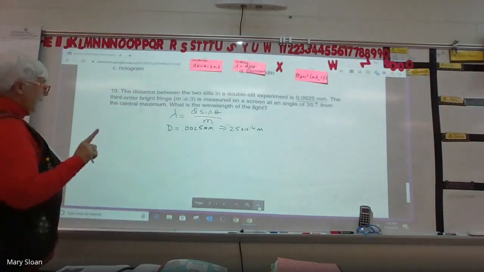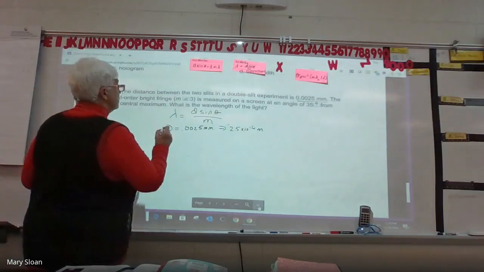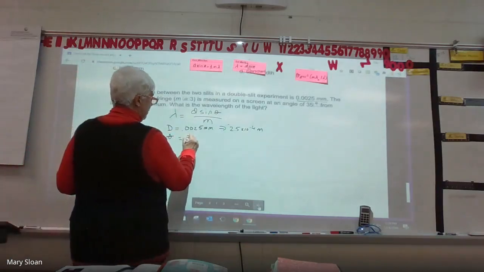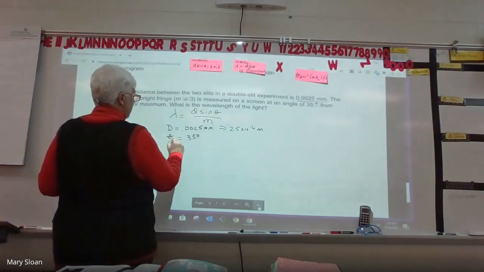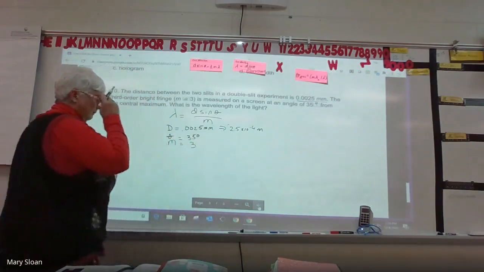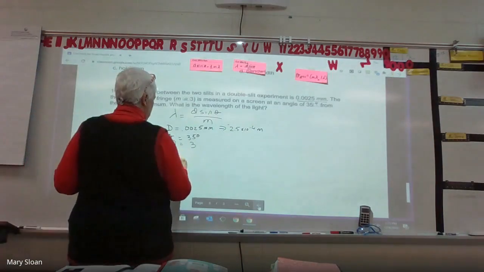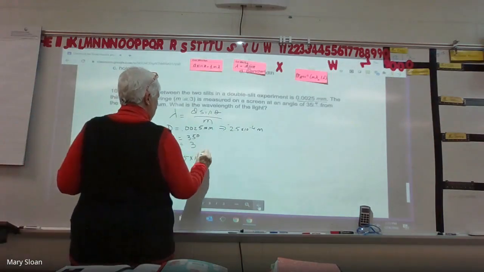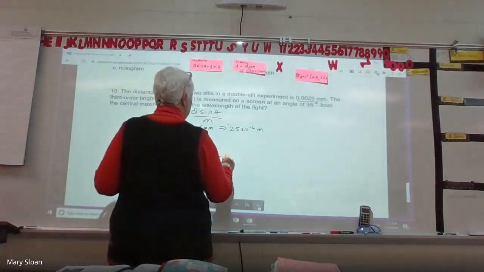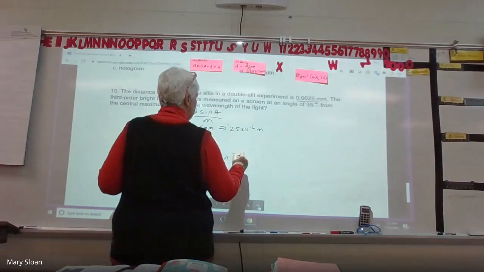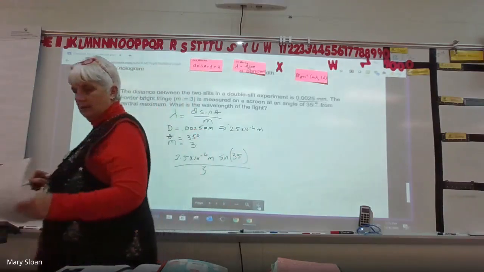The next thing that we have is we have an angle, right? So that's our D. So our angle says that it's 35 degrees. And then our M says that we're in phase 3. So what we're going to do is we're going to take our 2.5 times 10 to the negative 6 meters. We're going to do a sine of our angle, which is 35. And we're going to divide that by 3.